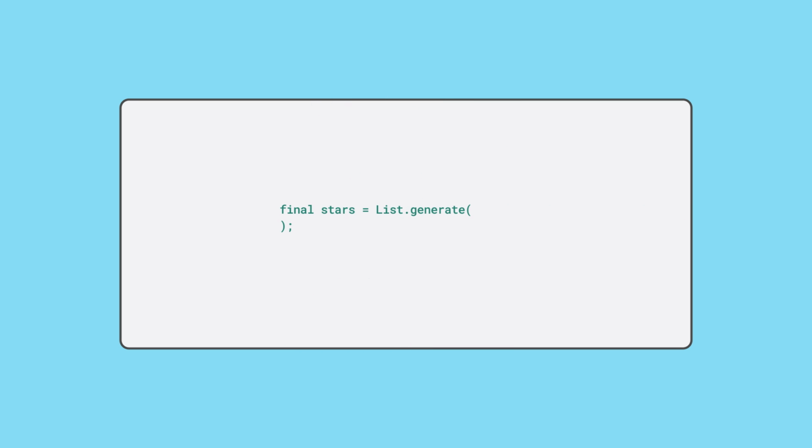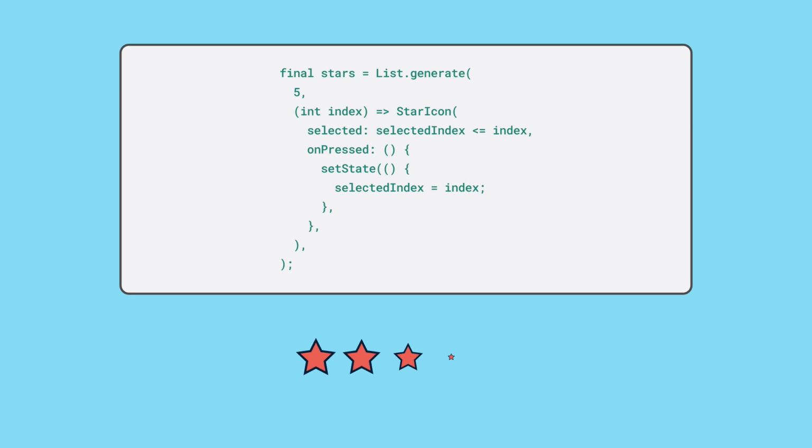Instead, you should use the list.generate constructor to create the list of icon button widgets that will be nested in this row. For this example, the list needs to be created with room for 5 elements, and for each index, the generator method will be called, and the index will be passed as an argument to the generator.